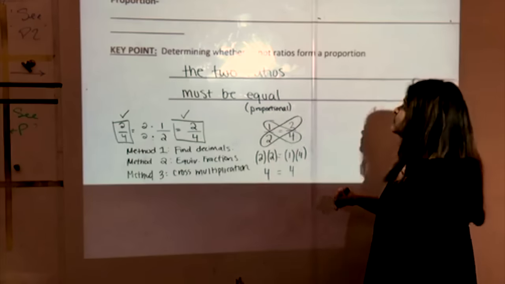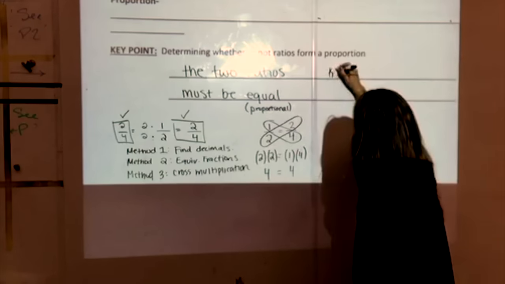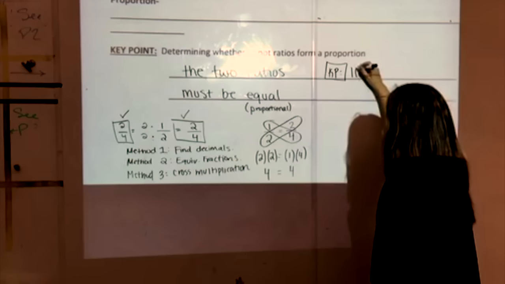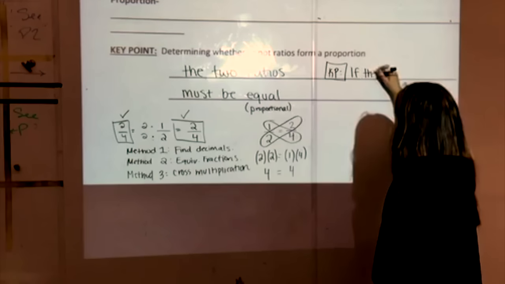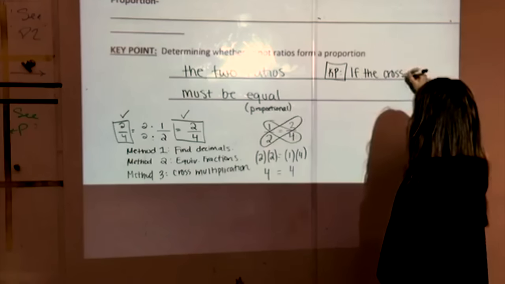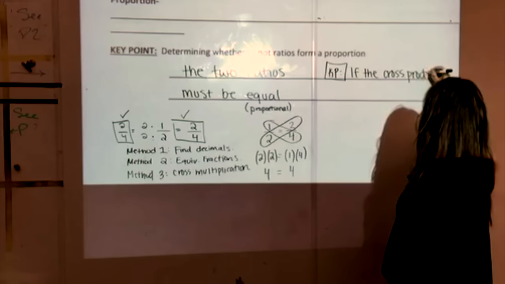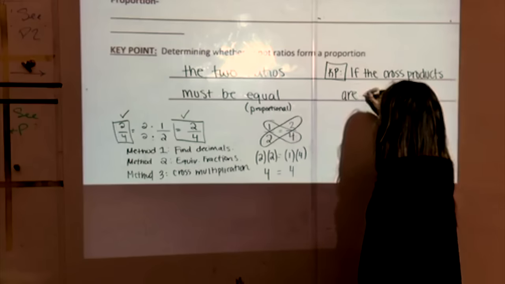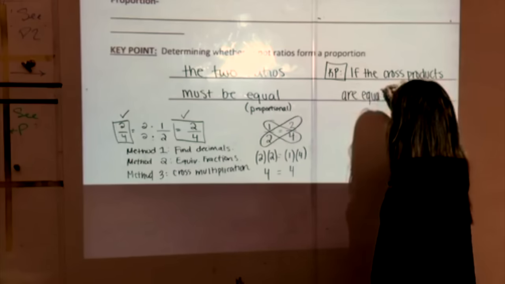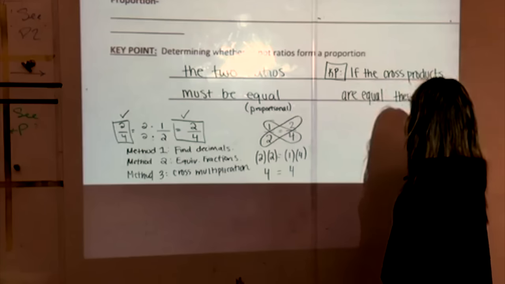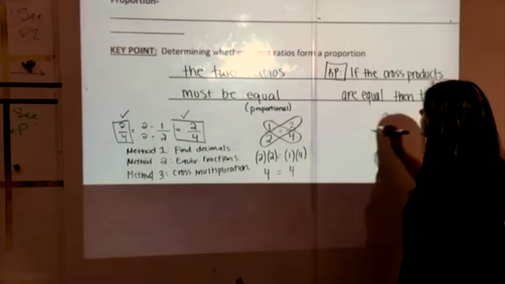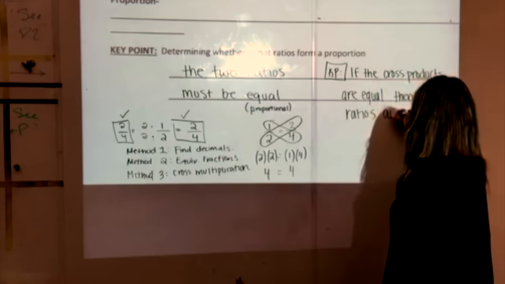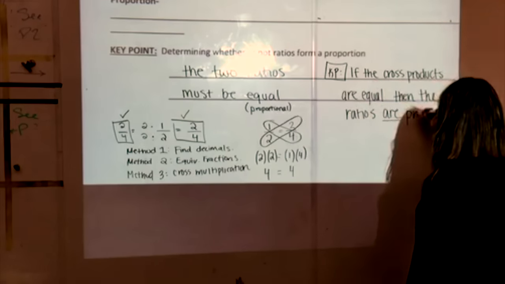And if the cross products are equal, then your two fractions are proportional. Let's go ahead and get that key point down. If the cross products are equal, then the ratios are proportional.